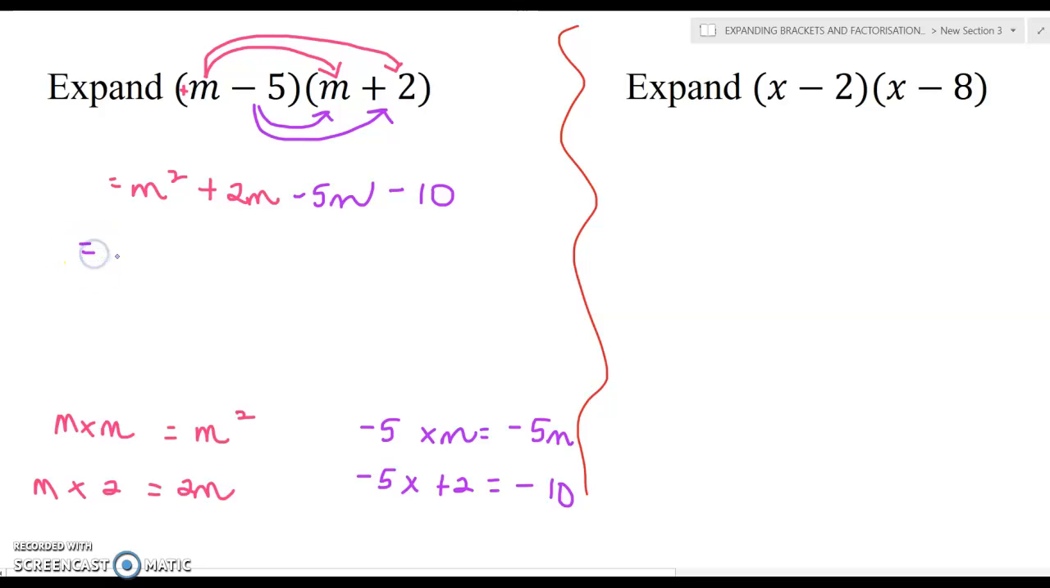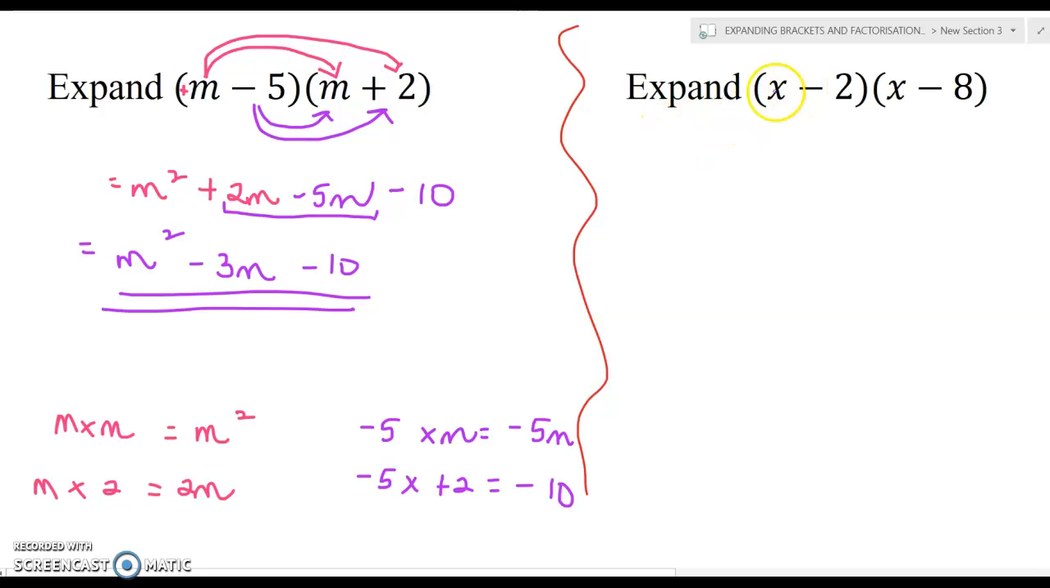And then from there, let's simplify. So back here, m squared. These here: plus 2 minus 5. Right? Plus 2 minus 5 is minus 3m. And then we're going to get minus 10. And this is my final answer here. Alright, so let's go to the next one.